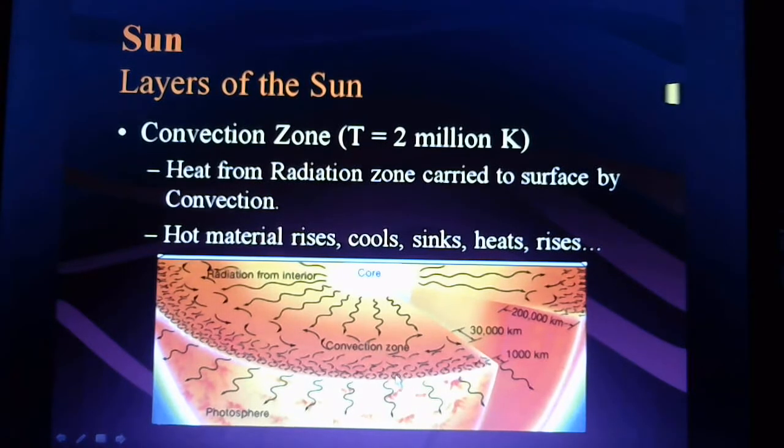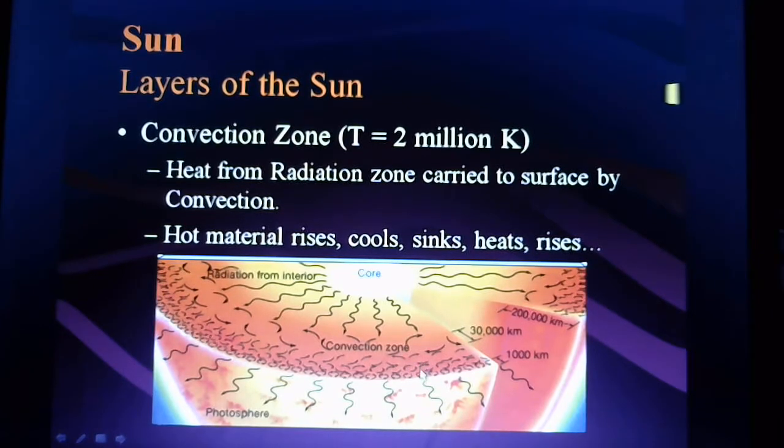And then, since it released some heat, it's a cooler gas and it's going to sink back down. And then it's going to be near the hot portion again. So it's going to heat back up and rise back up and release heat and then sink back down. And that's how convection is working.